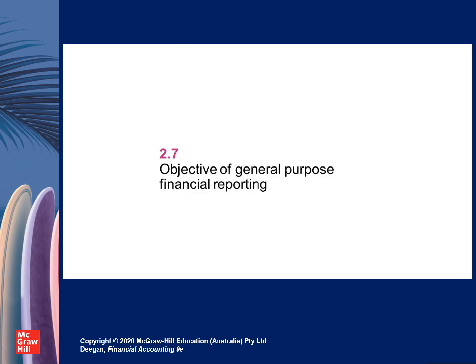Now, once we've worked out what general purpose financial reporting is and who the users are, the next thing to talk about is the objective of general purpose financial reporting. And the Conceptual Framework identifies basically two main objectives. A general purpose financial report should assist people to make resource allocation decisions, such as should they invest in a company, should they loan funds to a company.